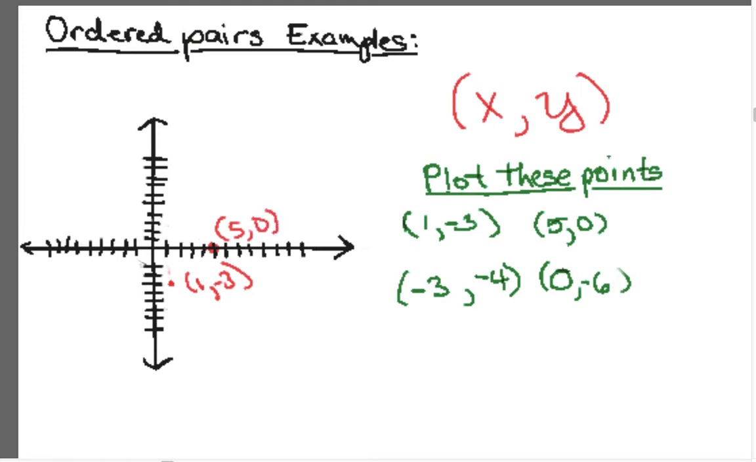-3, -4. We would go -3 in the X. 1, 2, 3, and then down 4. 1, 2, 3, 4. There would be that point. And 0, -6. Try to make your spaces a little bit more consistent than I did there. Sorry, I'll put that extra line there. 1, 2, 3, 4, 5, 6. So there's that point. And that is a y-intercept.